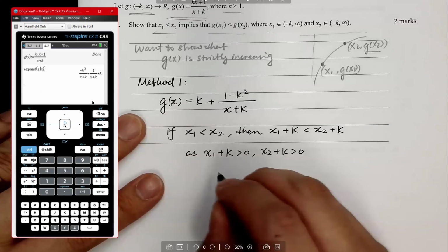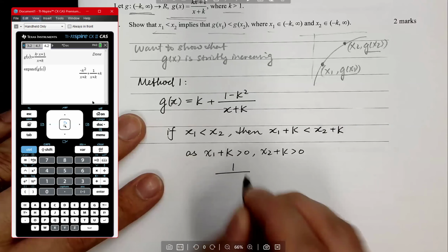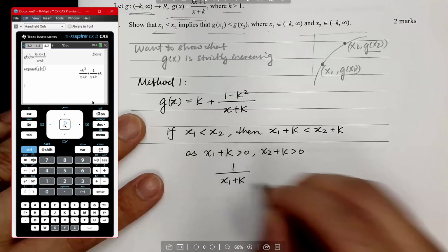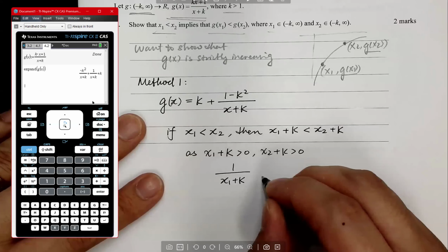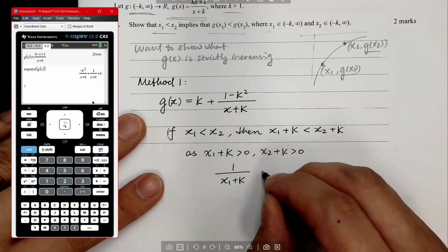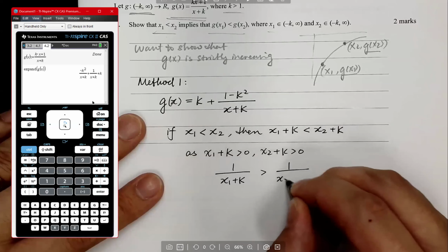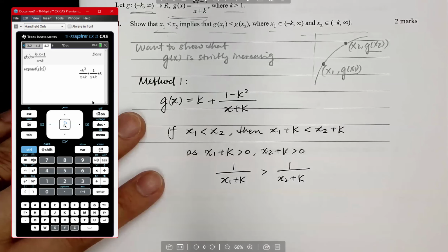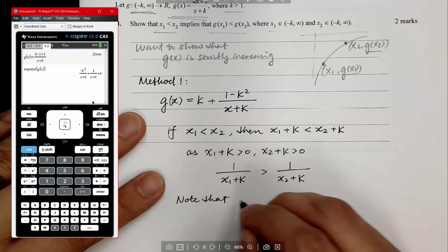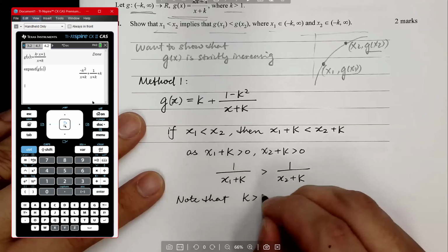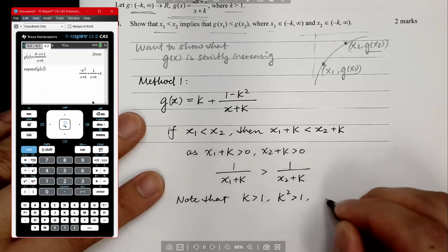We say 1 divided by (x1 plus k) is greater than 1 over (x2 plus k). The next thing, how do I twist that the other way around? Because I want the term with x2 to be greater than the term with x1. Note that k is greater than 1. So k squared is greater than 1.